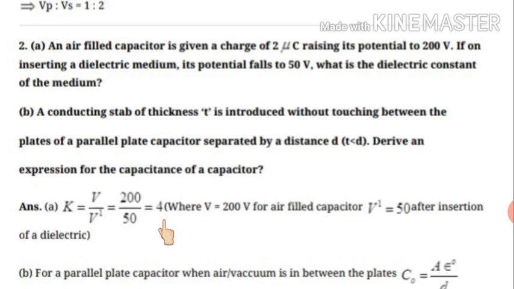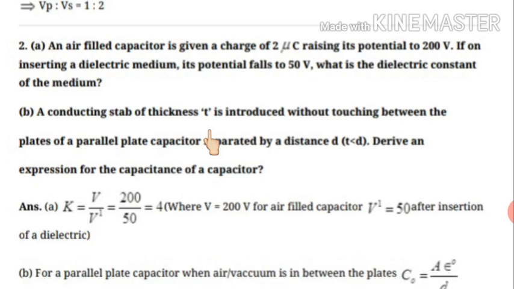Okay, now the second part of the question: a conducting slab of thickness T is introduced without touching between the plates of a parallel plate capacitor separated by a distance D. Derive an expression for the capacitance of the capacitor. So they are talking about a conducting slab whose thickness is T, placed between the two plates of a capacitor, and we have to derive an expression for the capacitance.